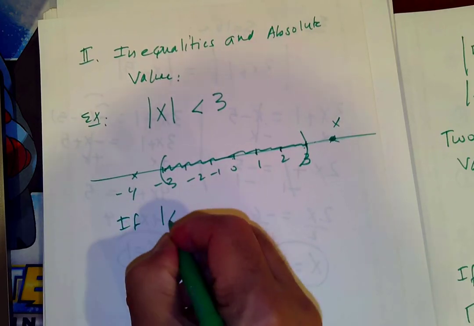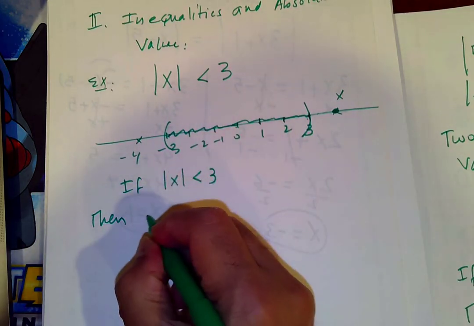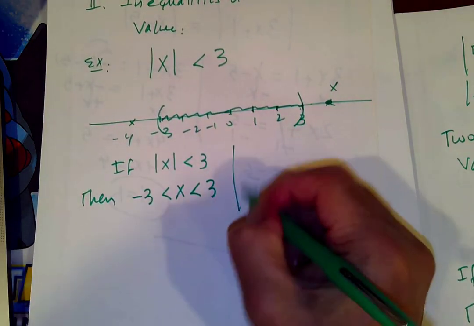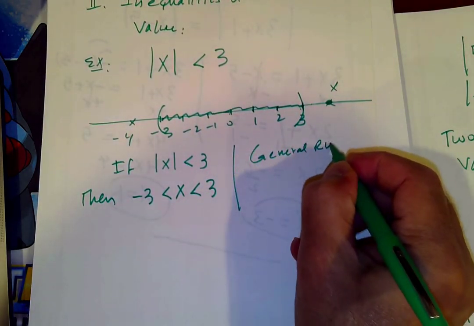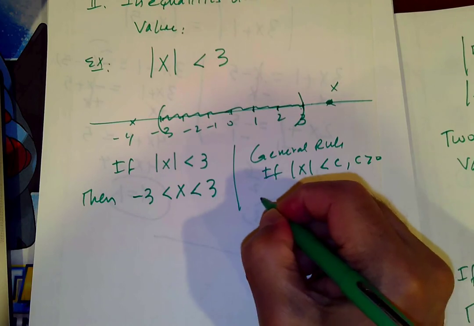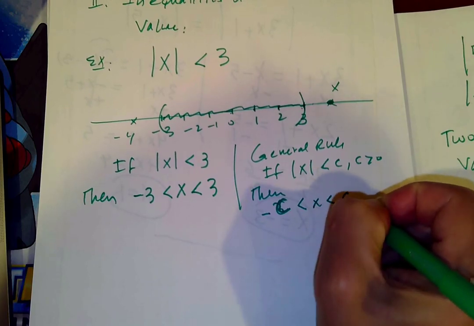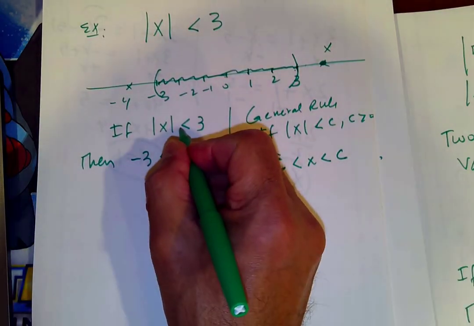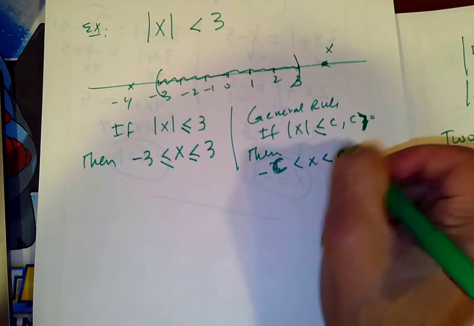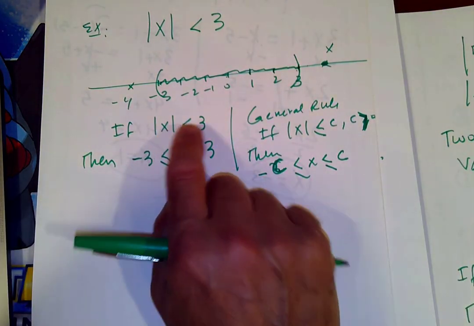So if the absolute value of x is less than 3, then how do we write this? This is an AND compound inequality, so -3 is less than x and x is less than 3. So as a general rule, if the absolute value of x is less than c, as long as c is positive, then again -c is less than x is less than c. And if you put the equal sign, these all become equal. Same thing here, c greater than 0. Okay, and it doesn't have to be x, it could be x plus 1 inside the absolute value, x minus 1, and so on.